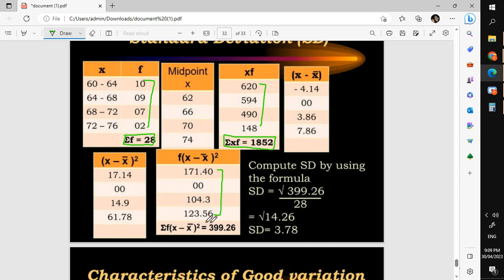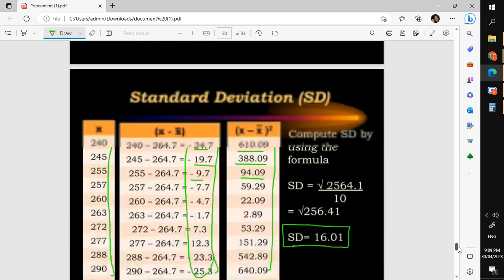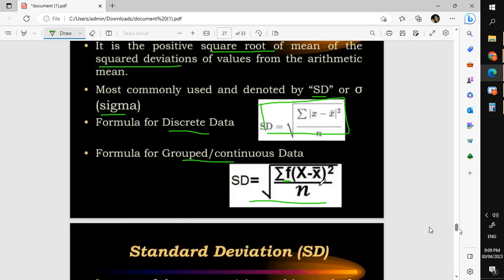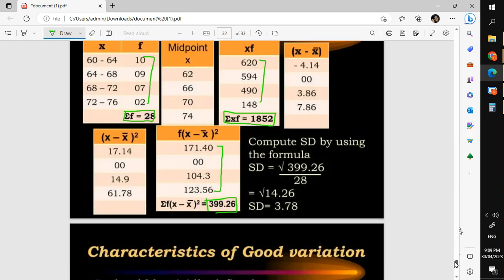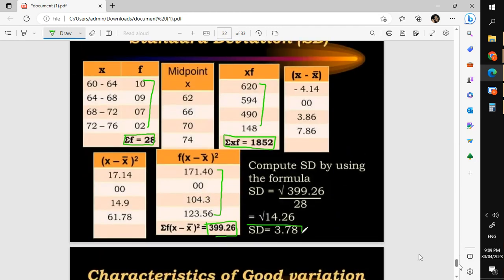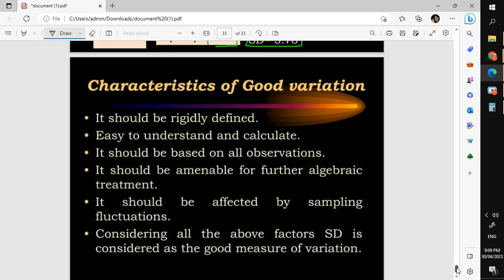So you sum it up, you will come up with 399.26. So once you have these digits, all you have to do is to substitute it to our second formula. Then you will come up with the answer, which is 3.78. As for the variance, square lang ni siya. Square ni 3.78, that will be the value of your variance.